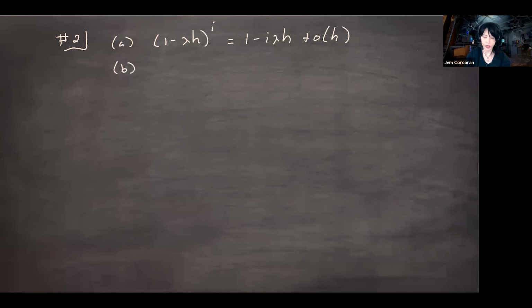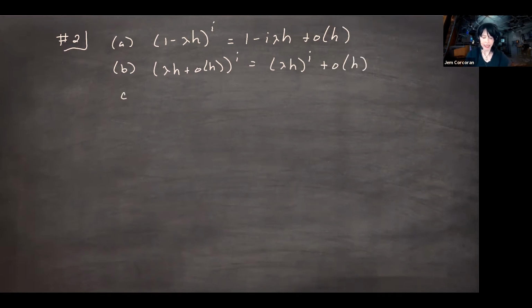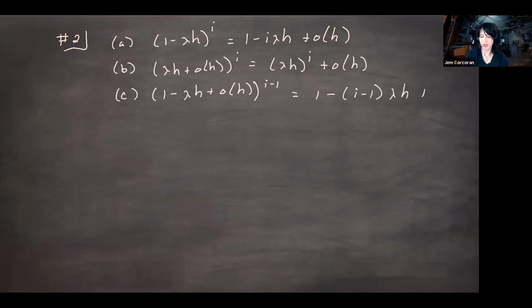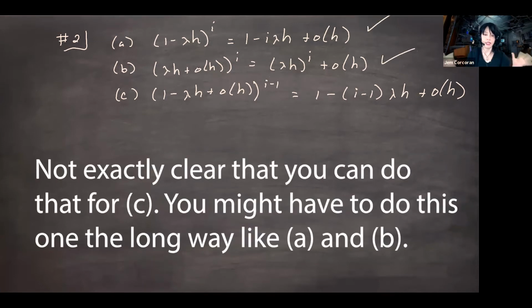The next thing you have to show there is that (lambda h plus little o of h) to the I is lambda h to the I plus little o of h. And the final thing to show is that (1 minus lambda h plus little o of h), when raised to the I minus 1 power, is 1 minus (I minus 1) lambda h plus little o of h. So I would use the binomial theorem, and then A plus B together to make C.